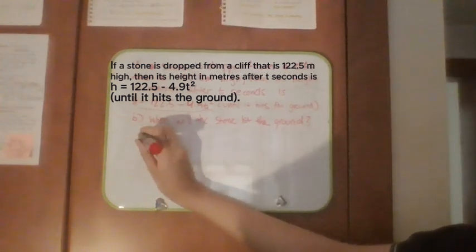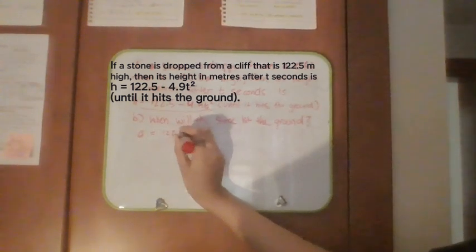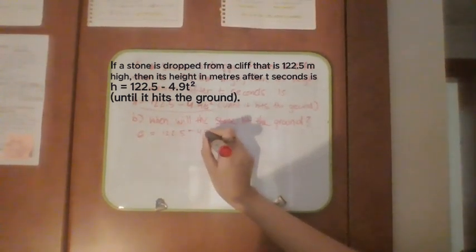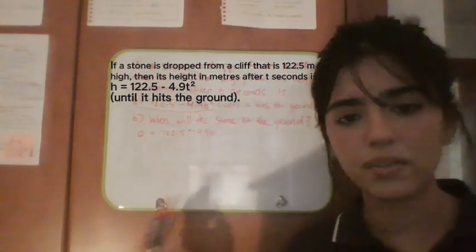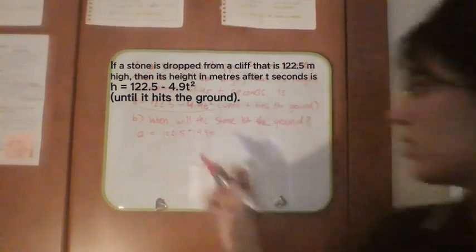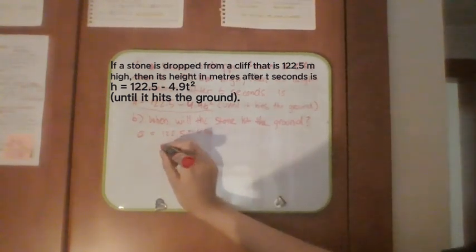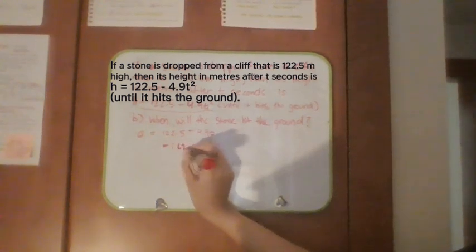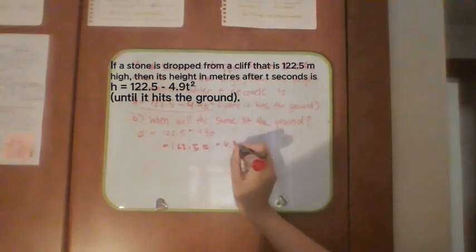Here, 0 equals 122.5 minus 4.9 t squared. You just rearrange the equation to find t on its own. So you'll move the constant first, negative, because you're moving it to the other side, it turns negative. 122.5 equals negative 4.9 t squared. Sorry, I forgot the square.